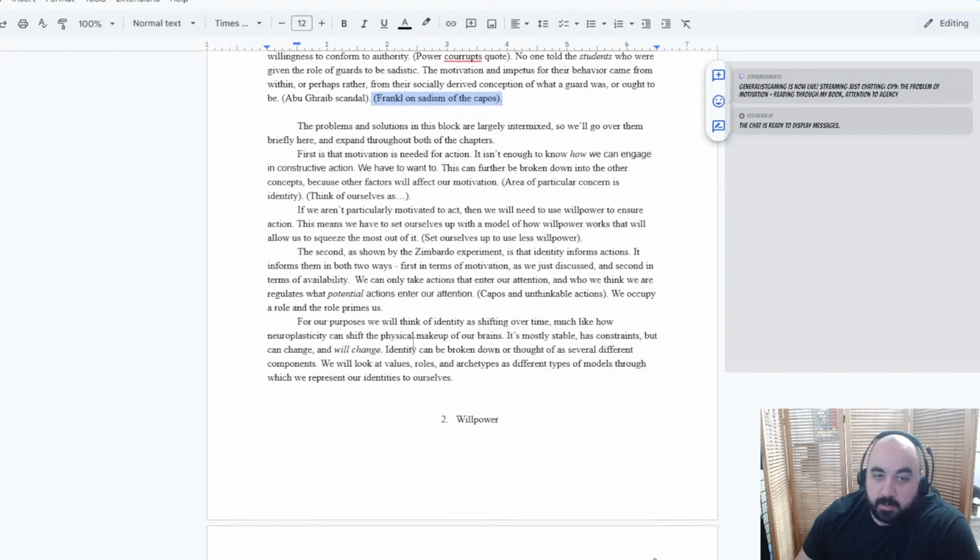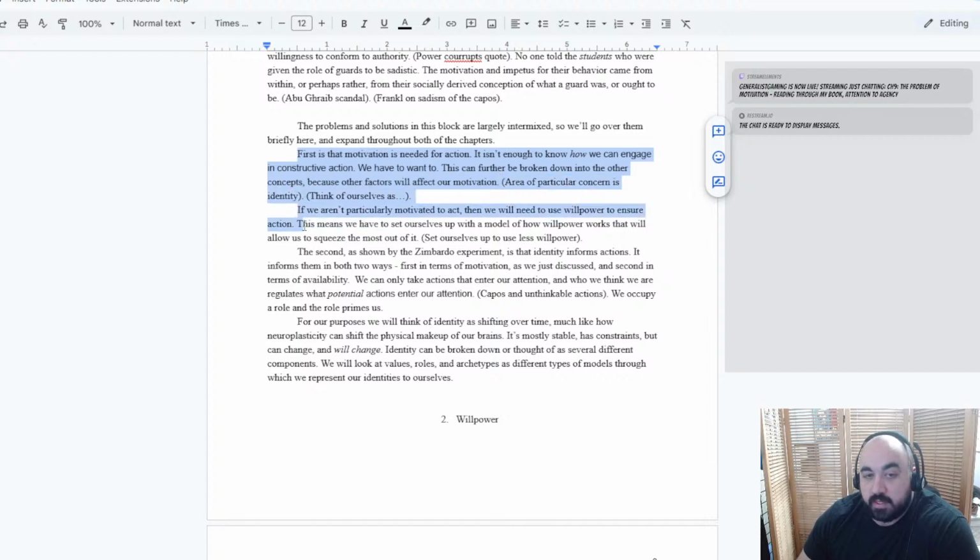So the problems and solutions in the block are largely intermixed, so we'll go over them briefly here and expand throughout both of the chapters. First is that motivation is needed for action. It's not enough to know how we can engage in constructive action, we have to want to. This can be further broken down into other concepts because other factors will affect our motivation. An area of particular concern in this endeavor is identity.